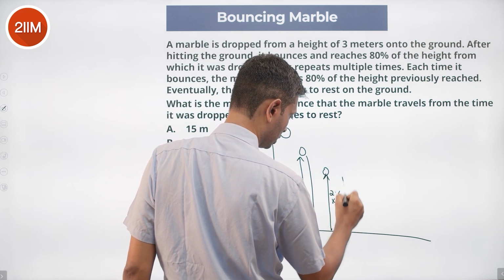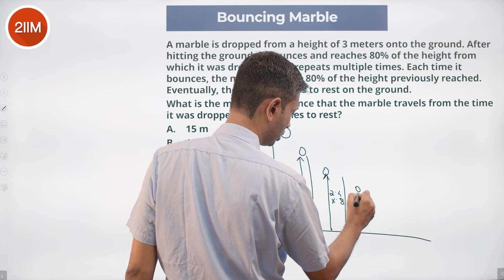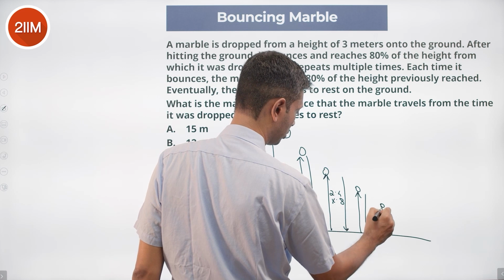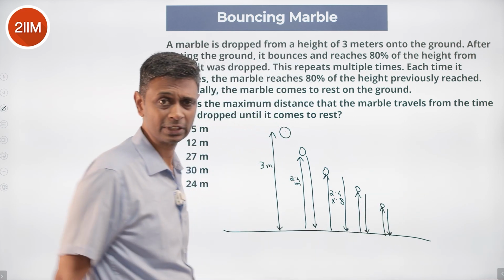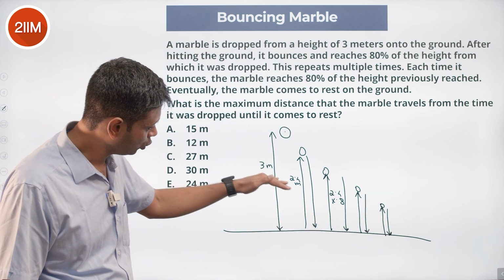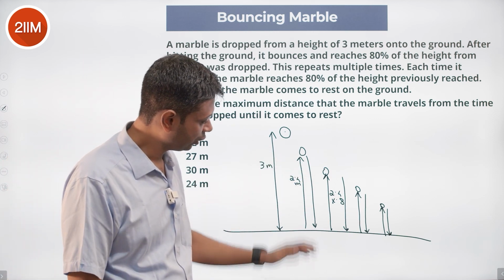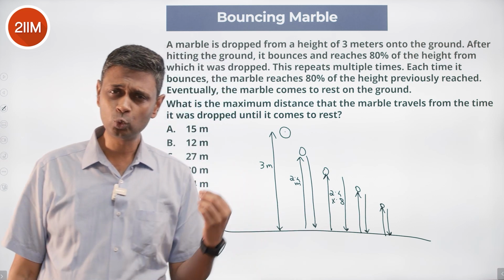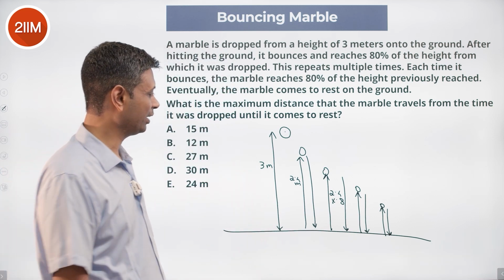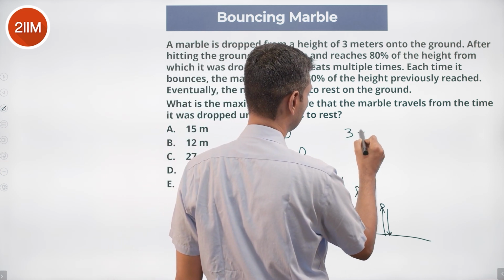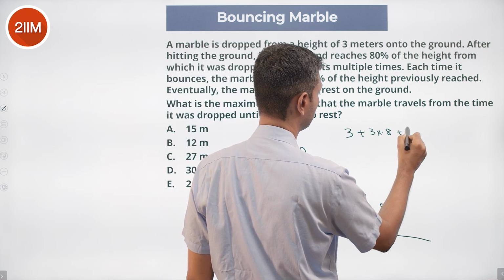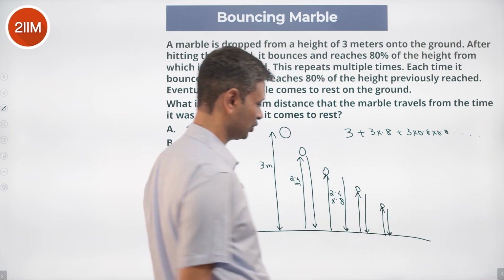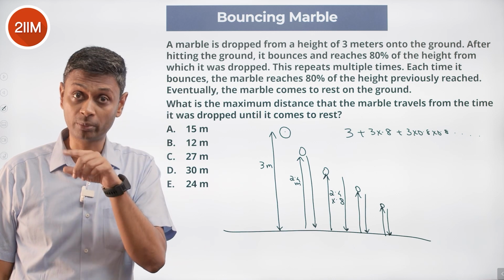Goes back, comes down, next step, bounces back, comes down, and so on. So this distance is 2.4 into 0.8, that into 0.8, that into 0.8, and so on. So we've got ourselves a beautiful geometric progression. What are we adding? We're adding 3 plus 3 into 0.8 plus 3 into 0.8 into 0.8, and so on. Not just a geometric progression, it's an infinite geometric progression.